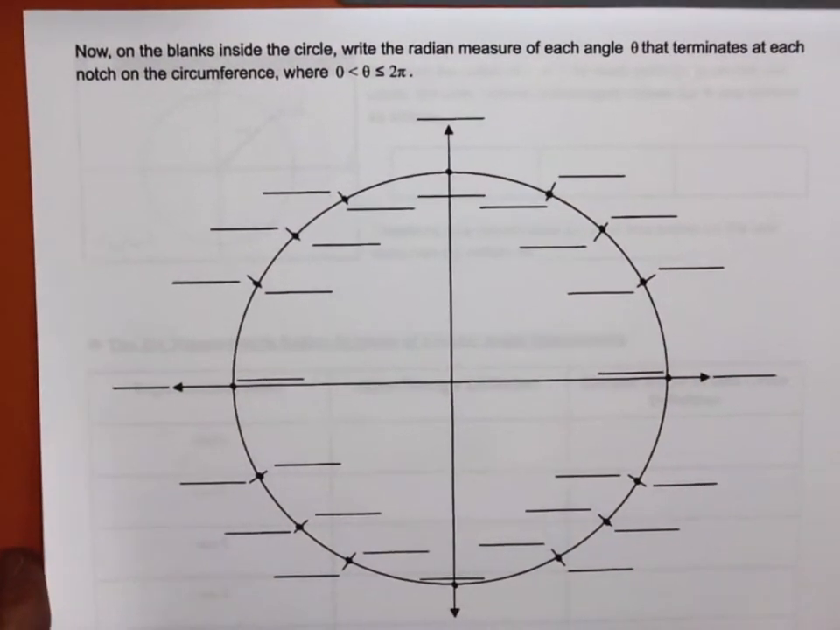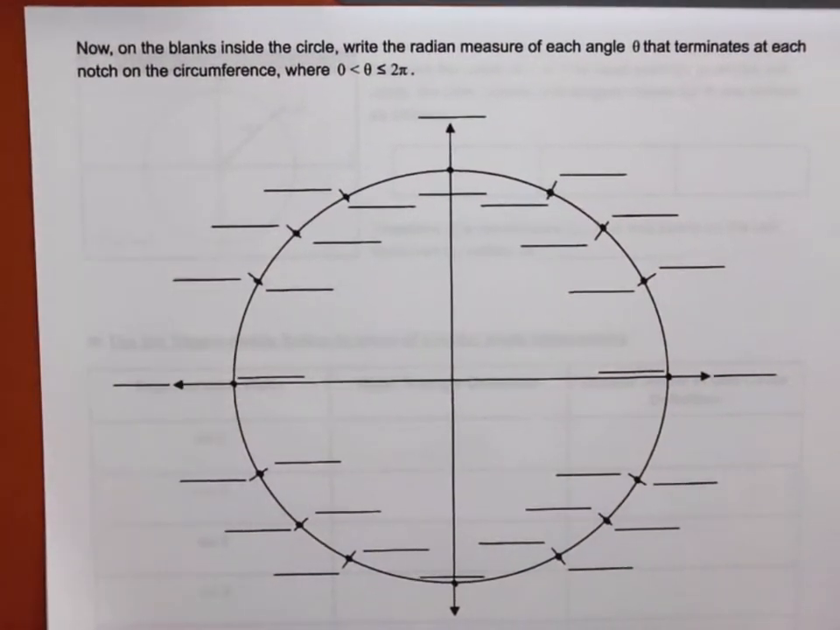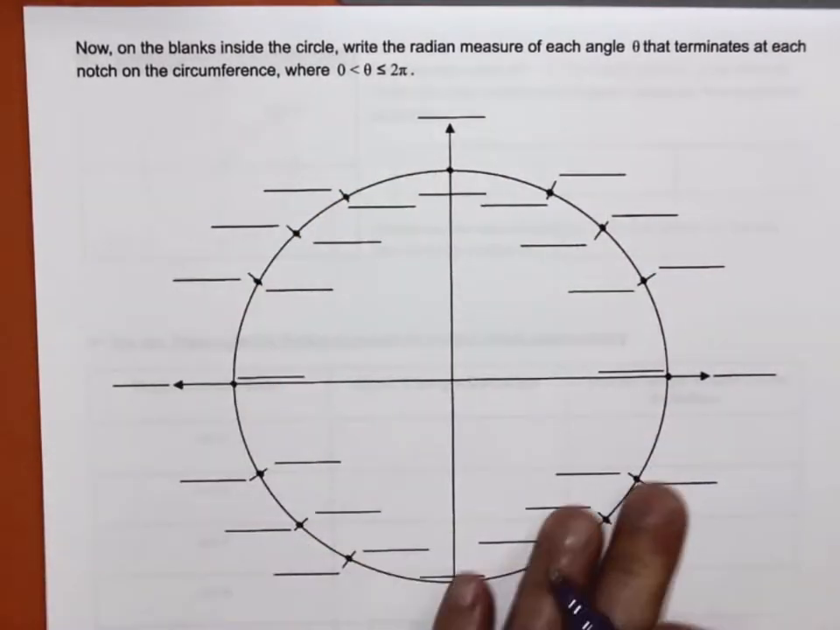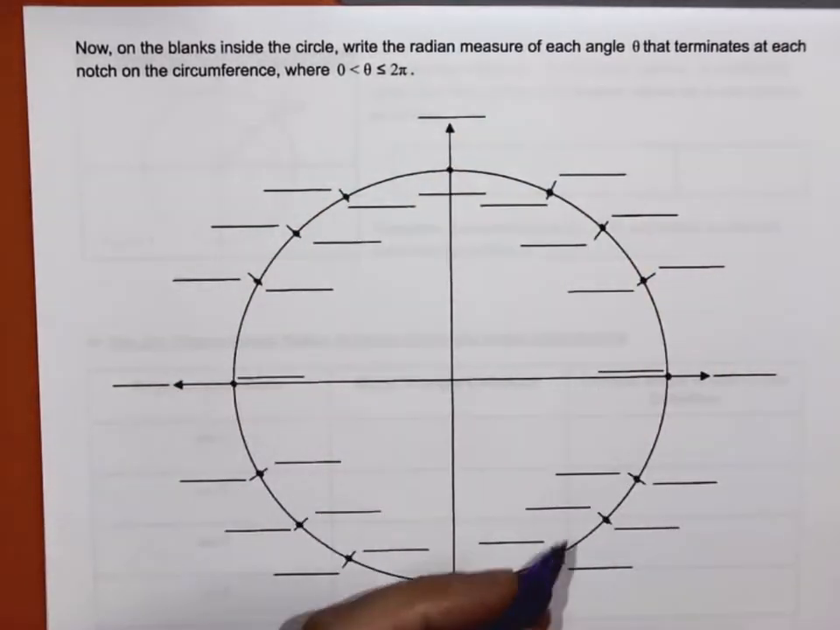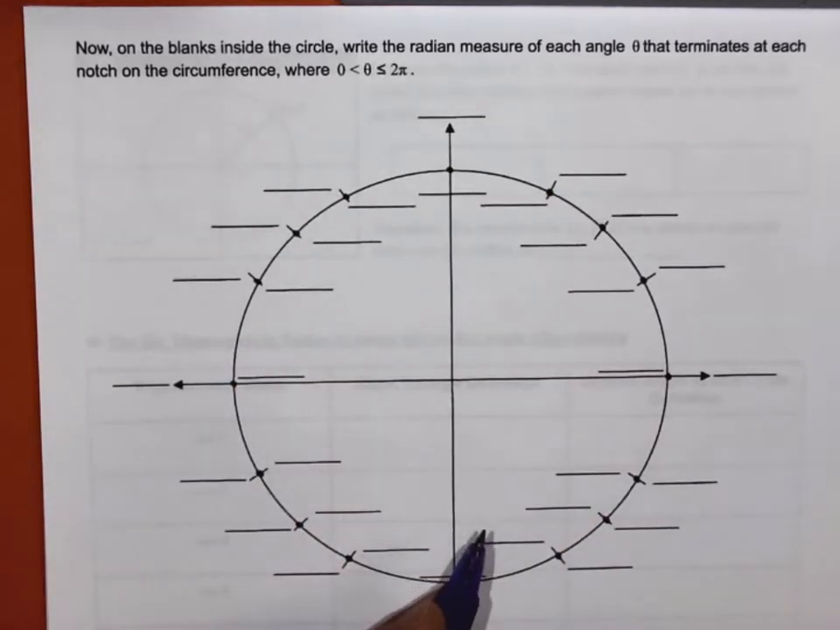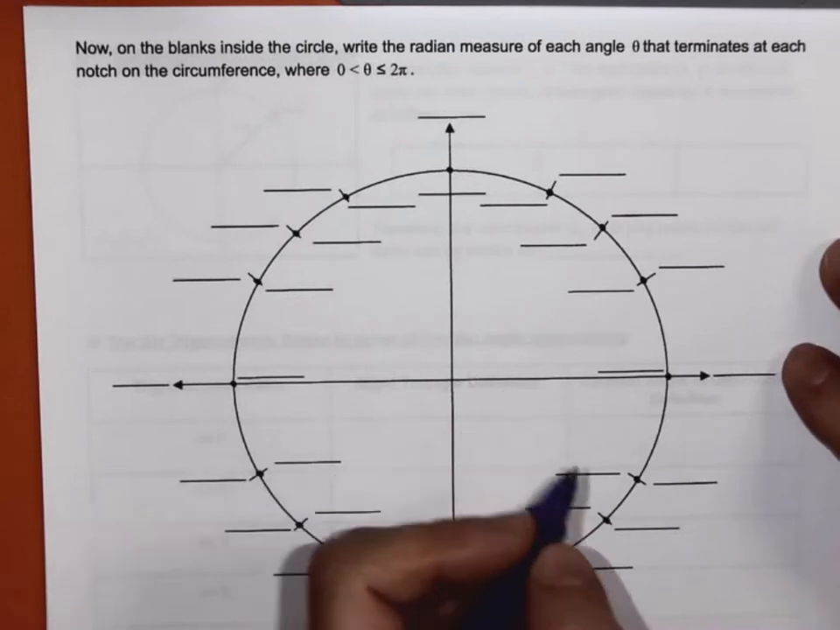Now we're going to keep going. So we are going to practice putting all of those radian degrees now, but we're going to write them on the inside of the circle this time, because on the outside we're going to do something else in just a minute, right? So let's see if we can practice that.